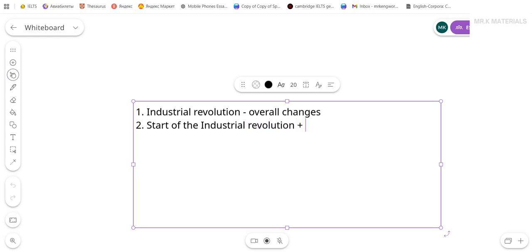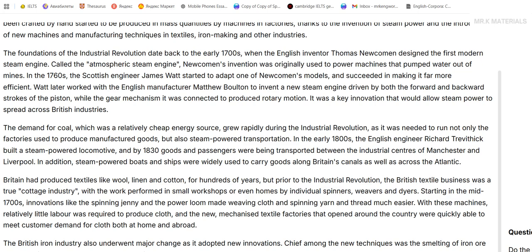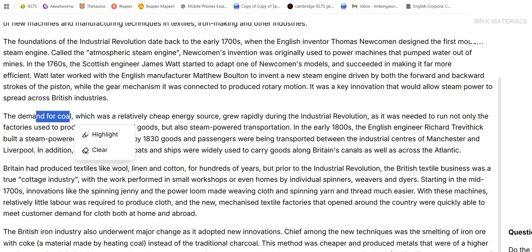Revolution. Plus, there's a little bit of information about steam power, like in the end, but not in the beginning. In the end, there's a little bit about steam power. Okay, let's continue. The demand for coal, all right, industrial revolution, it was needed to run.